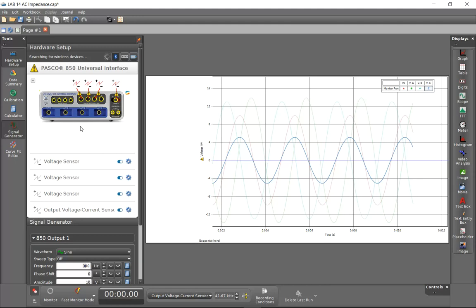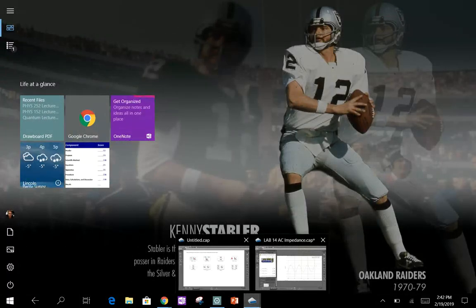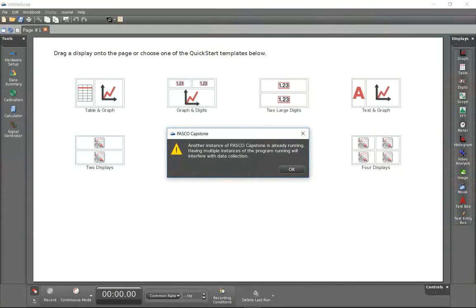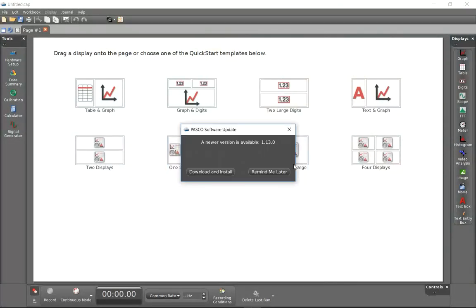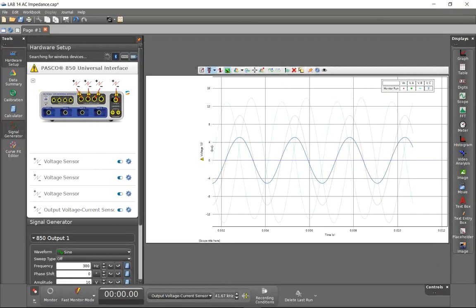Oh, I know what the problem is. Remember, I started it twice. There's going to be a second one of these. Need to close that one. That's what the problem is. Hit cancel, and then we need to close this. Okay. Now, that should work. That's what happens when you have two instances of the software running.